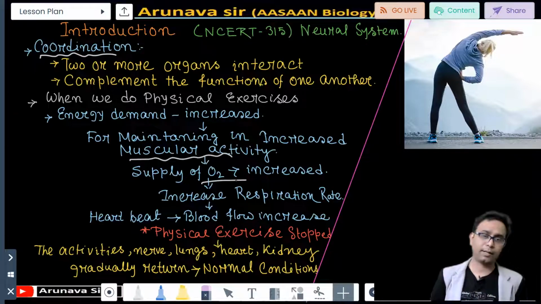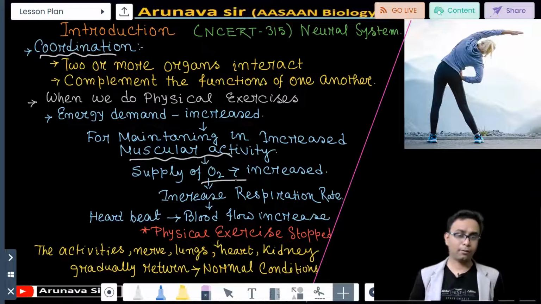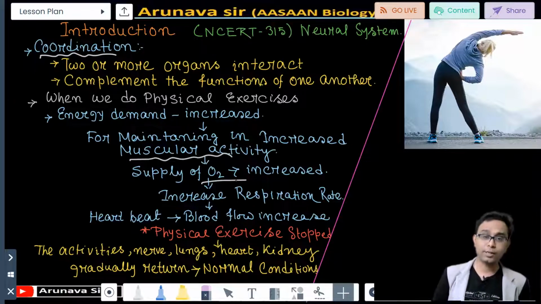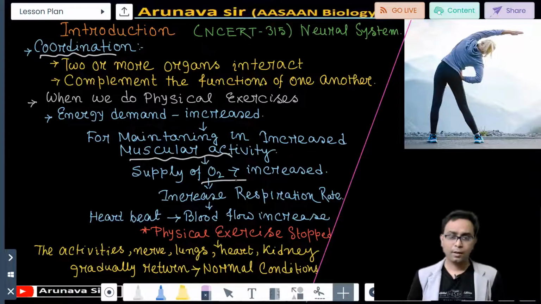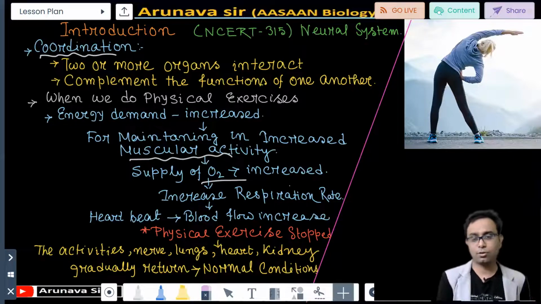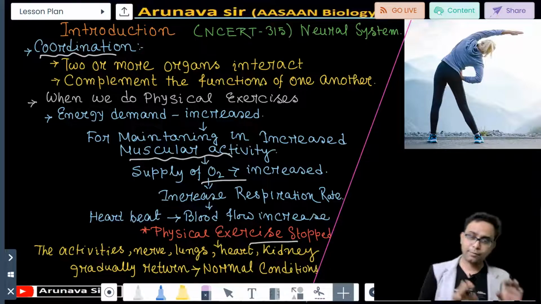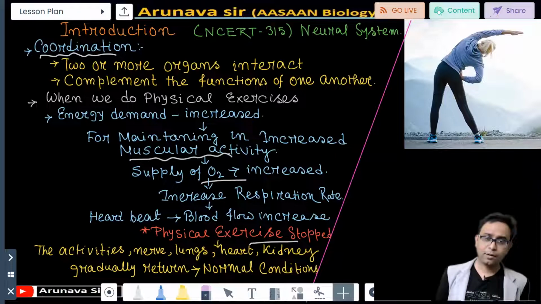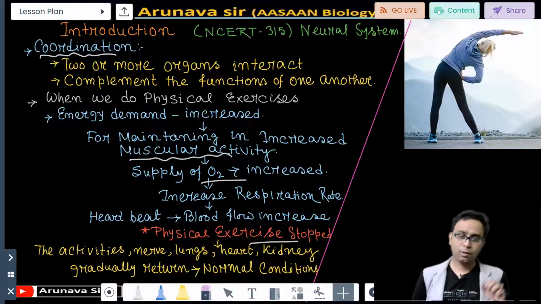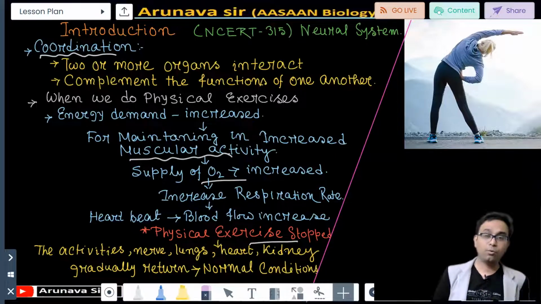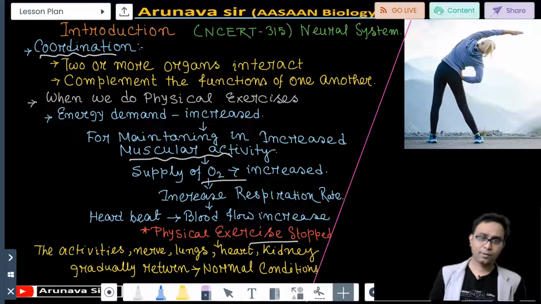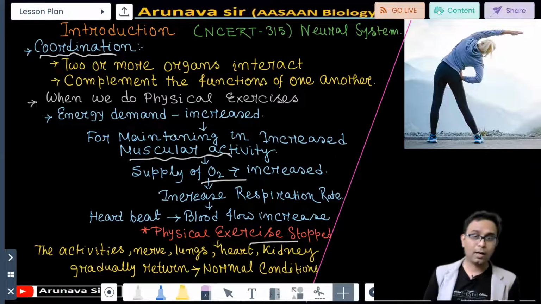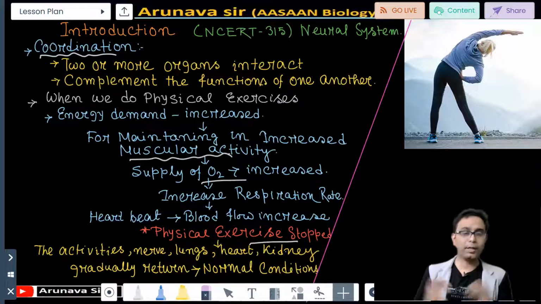And this coordination happens in a coordinated manner. But how is this coordination followed in our body? By the controlling system, right? But when the physical exercise stops, what happens? All these increased activities are normalized. Other functions, like the nerves, the lungs, and the kidney, gradually return to their normal condition when the physical exercise is stopped. So this is the very important step by which our coordination system works in our body.